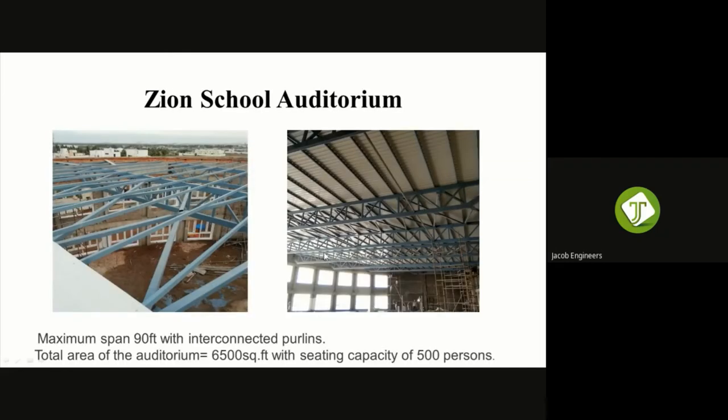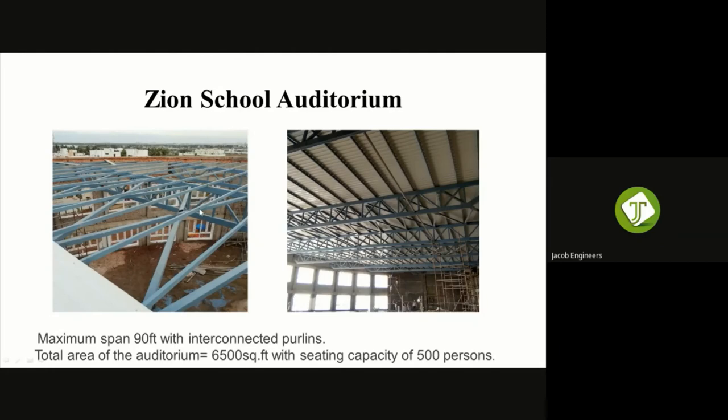And this is the auditorium in Zion School. So your maximum span of 90 feet with the interconnected purlins. So here the span is high. Here, for that, we are having the interconnected purlins. So the total area of the auditorium is 6,500 square feet with a seating capacity of 500 persons. So this large span, uninterrupted span, can be achieved by using smaller tubular sections.